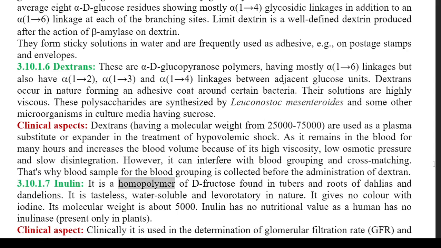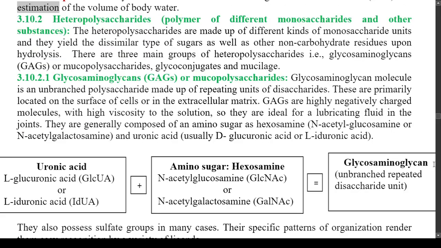3.10.1.7 Inulin. It is a homopolymer of D-fructose found in tubers and roots of dahlias and dandelions. It is tasteless, water-soluble, and levorotatory in nature. It gives no color with iodine. Its molecular weight is about 5,000. Inulin has no nutritional value as humans have no inulinase, present only in plants. Clinical aspect. Clinically it is used in the determination of glomerular filtration rate, GFR, and estimation of the volume of body water.